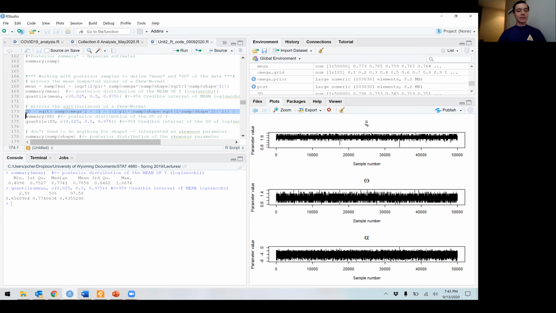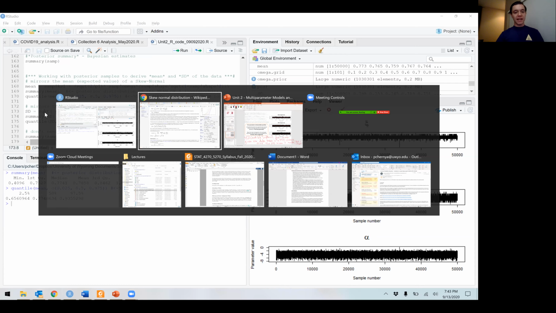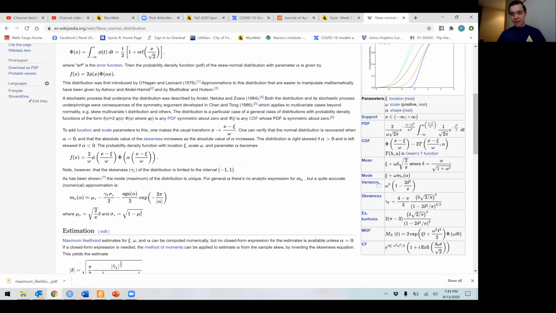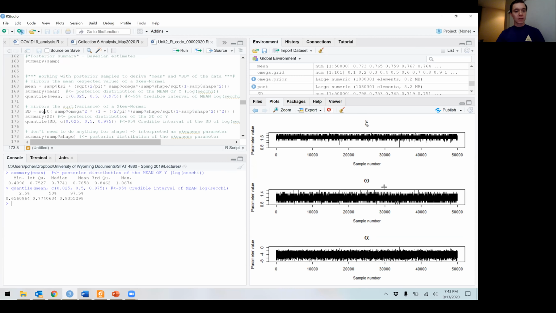Here on line 173, I reproduce the standard deviation. Notice I take a square root because what Wikipedia gives me is the variance of a skew normal. And I don't need the variance, I need the square root of the variance to get a standard deviation. So that's what I'm doing. I'm taking the square root, and here I'm just mimicking the formula for the variance of a skew normal. And I'm doing so one sample at a time.